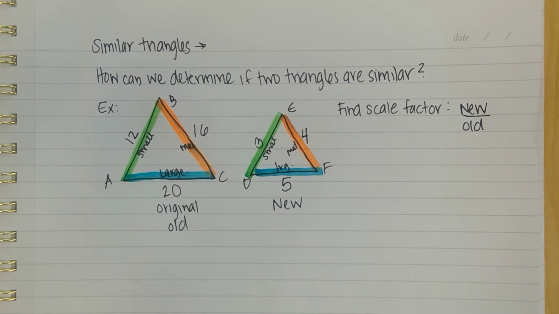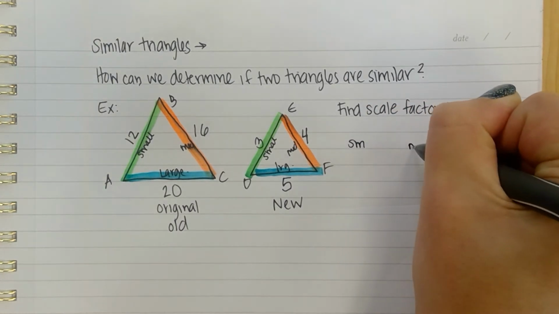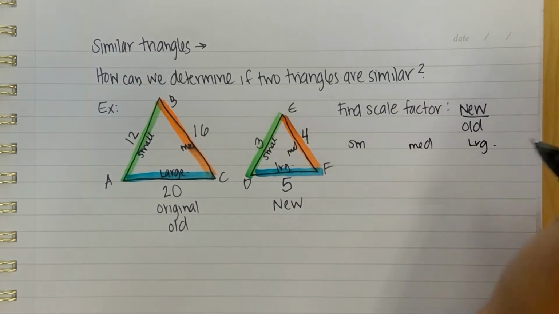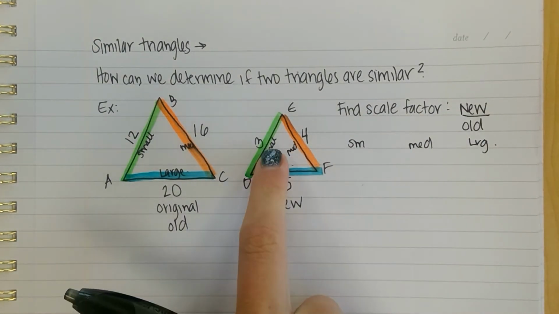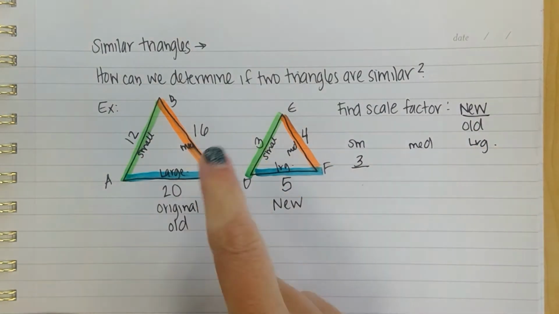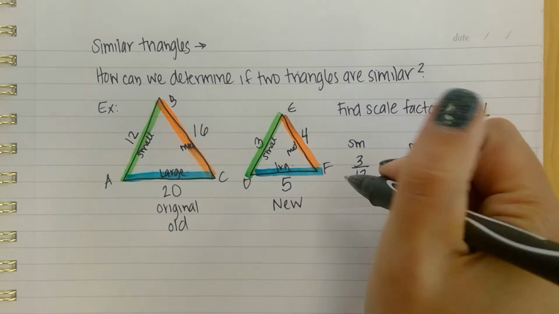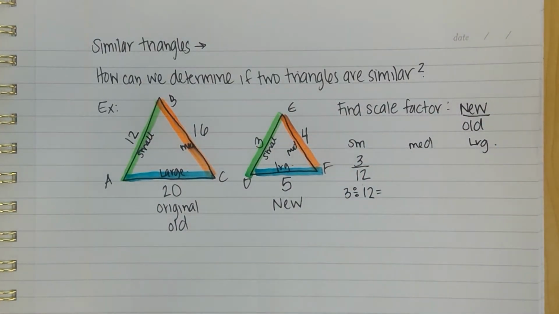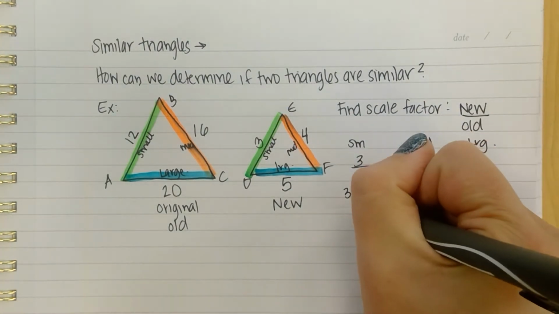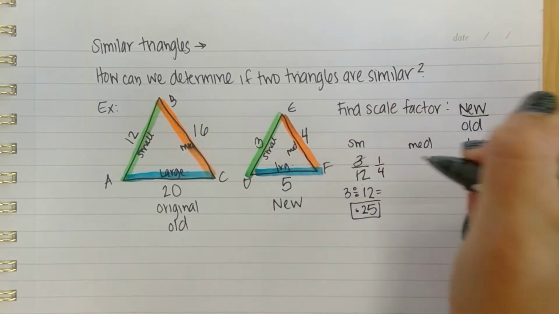All right? So we're going to look at all three sides, your small, your medium, your large side. My small side, the new small side, 3, over my original small side, 12. You can divide this down. 3 over 12 is the same thing as 3 divided by 12. 3 divided by 12 is 0.25, or this simplifies to 1/4.